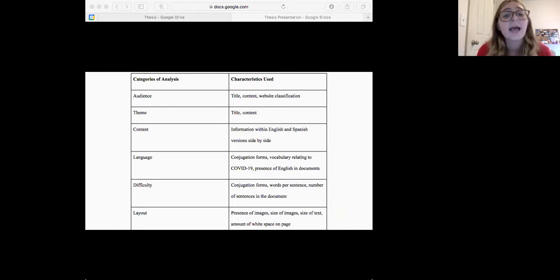And lastly, I analyzed the layout of these documents by looking at the presence of images, the size of images, the size of text, and the amount of white space on a page. For each of these categories, I compared OHA Spanish and English documents to one another, CDC Spanish and English documents to one another, and OHA and CDC document sets to one another.